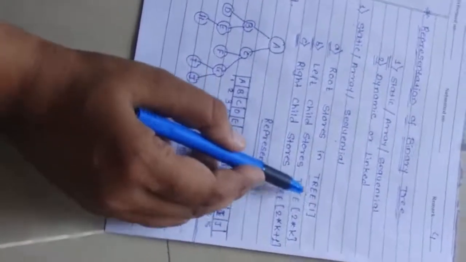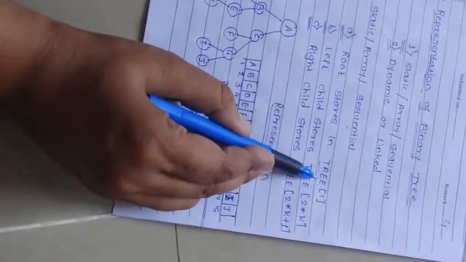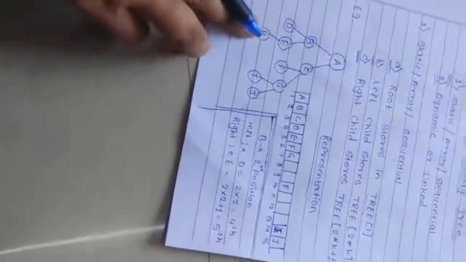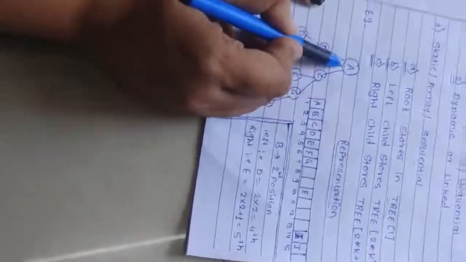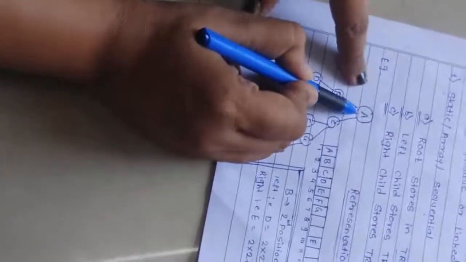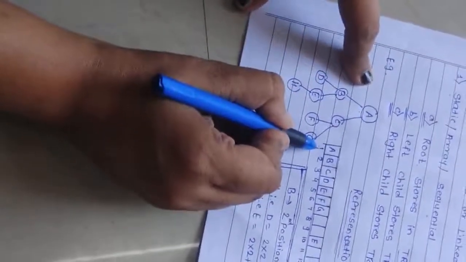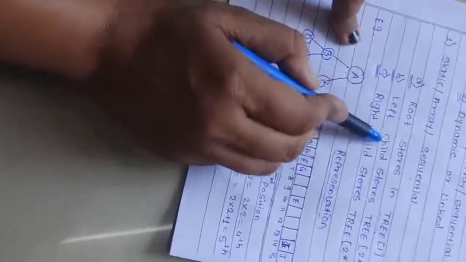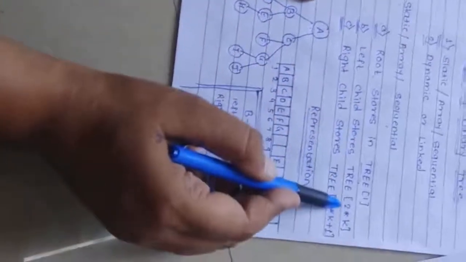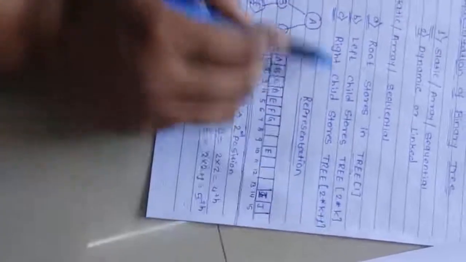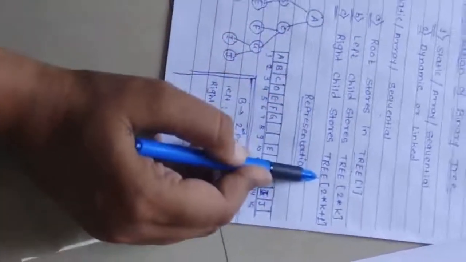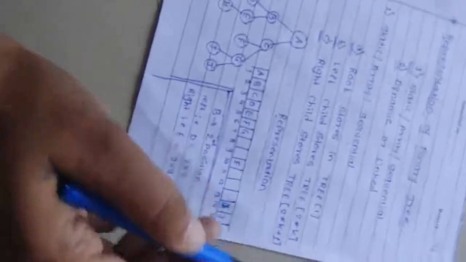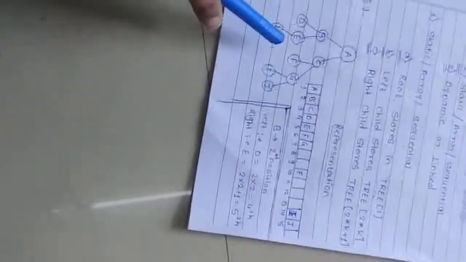Now the first position of the array tree stores the root node. Look at this figure. Here A is the root node, so A is always stored in the first position of the array. Now according to the rule, the left child is stored at position 2 into k, and the right child is stored at position 2 into k plus 1.